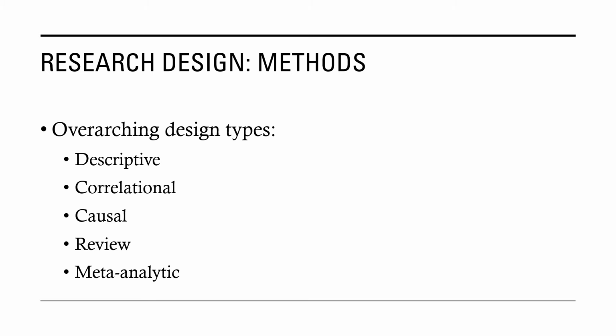After describing the data, describe the method you're going to use to analyze it. Here are some overarching design types: descriptive, correlational, causal, review, and meta-analytic. We're going to describe some of these in the next few slides.